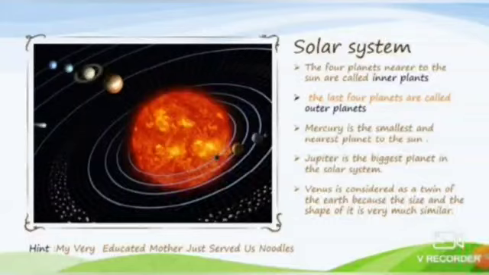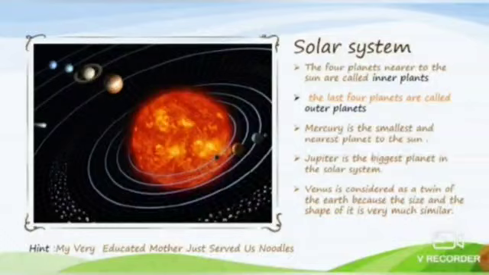Now, the solar system. There are 8 planets in our solar system. According to their distance from the sun, the order of planets is Mercury, Venus, Earth, Mars, Jupiter, Saturn, Uranus, and Neptune. All the 8 planets of the solar system move around the sun in a fixed path. These paths are elongated. They are called orbits.